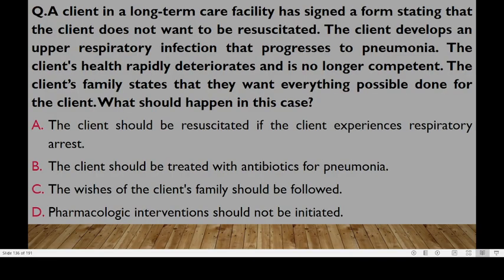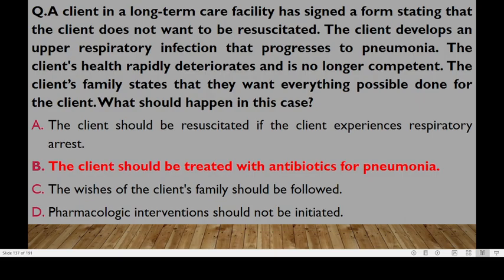A client in a long-term care facility has signed a form stating that the client does not want to be resuscitated. The client develops an upper respiratory tract infection that progresses to pneumonia. The client's health rapidly deteriorates and is no longer competent. The client's family states that they want everything possible done for the client. What should happen in this case?